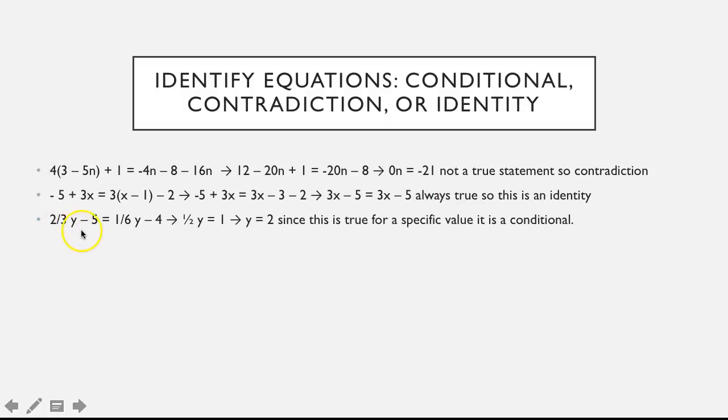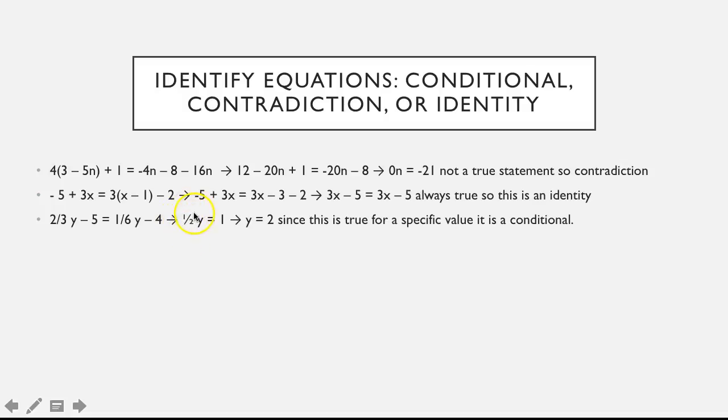Here we have 2/3 y minus 5 equals 1/6 y minus 4. When you take 2/3 minus 1/6, remember you'll want to get common denominators, so this is going to become 4/6 minus 1/6 is 3/6, which is how we get the half here. And then add 5 to -4, you get 1.